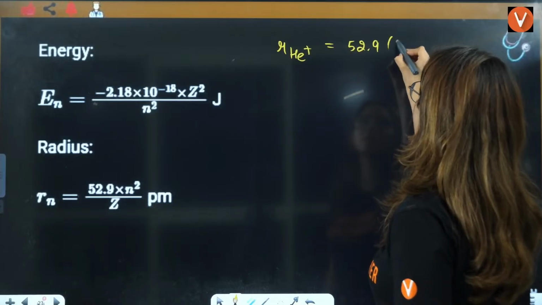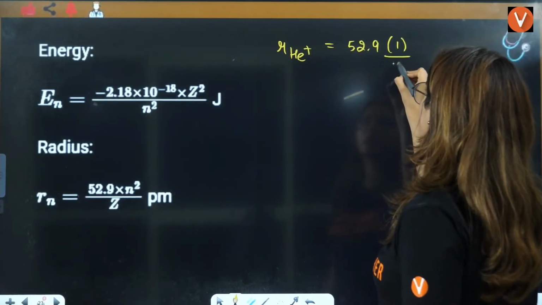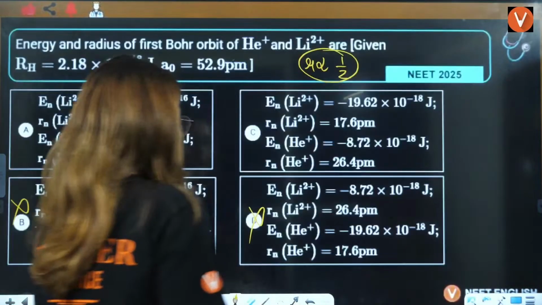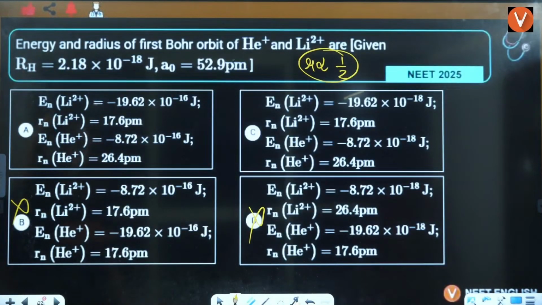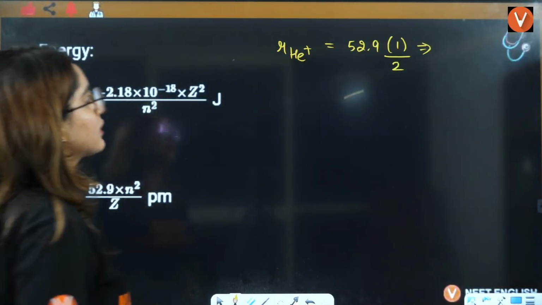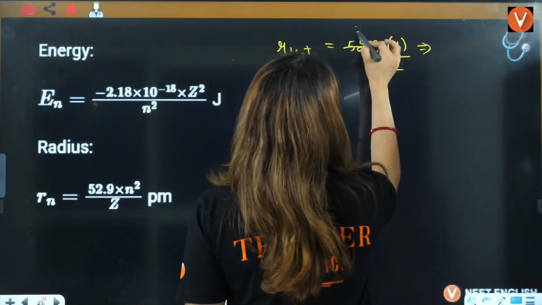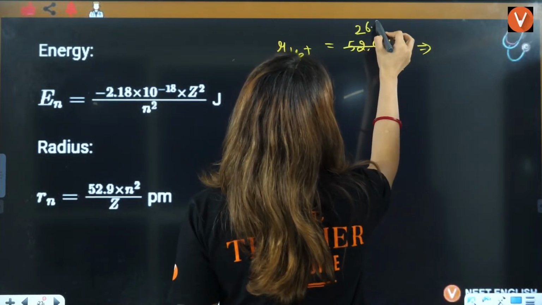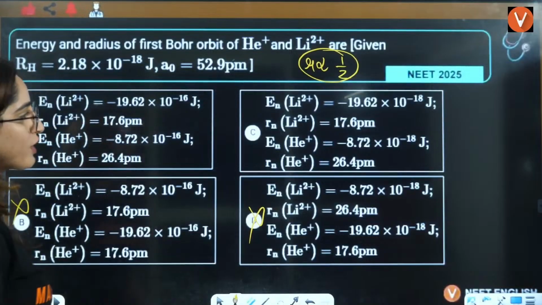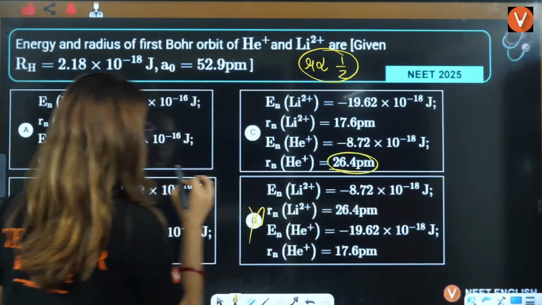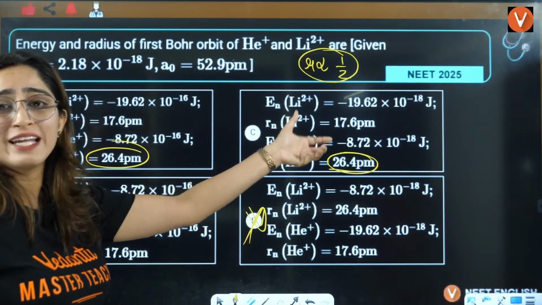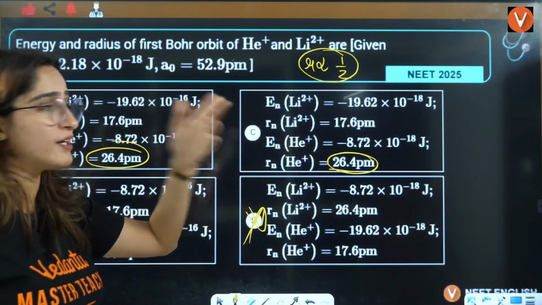So that means n is 1. Z is what? 2. So it is going to be half of it, right? And half of 52.9 is nothing but 26.4 something, right? Can't I see such an easy calculation? That means this is also eliminated. Do I need to solve lithium? No, I don't need to solve it, right?